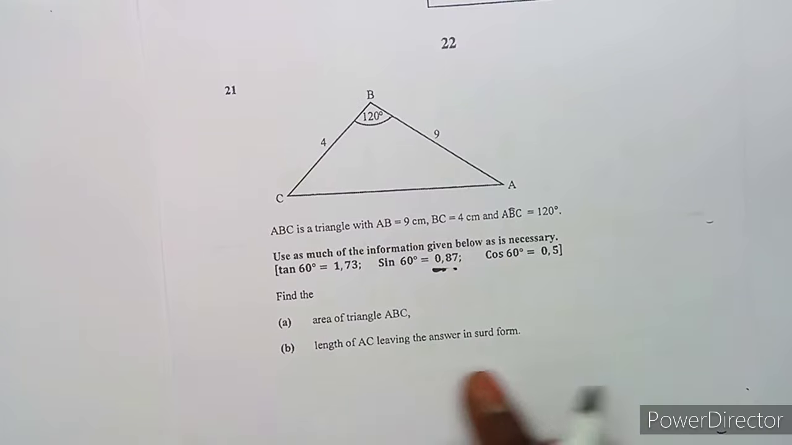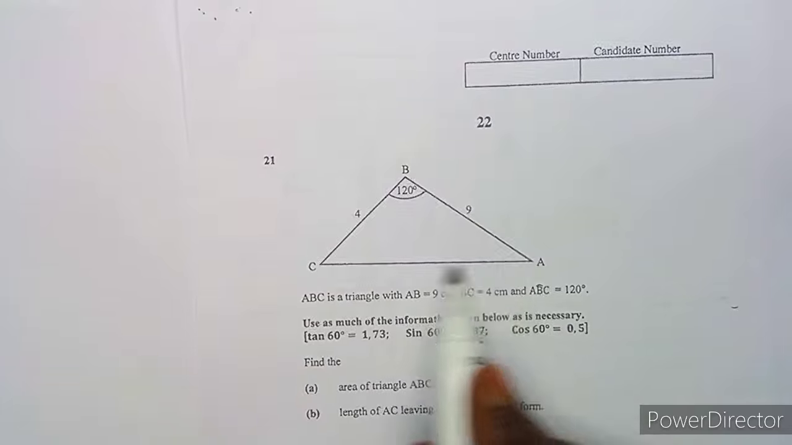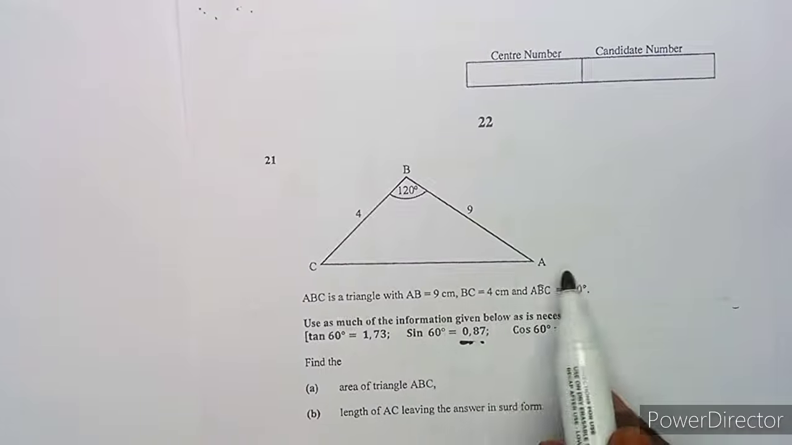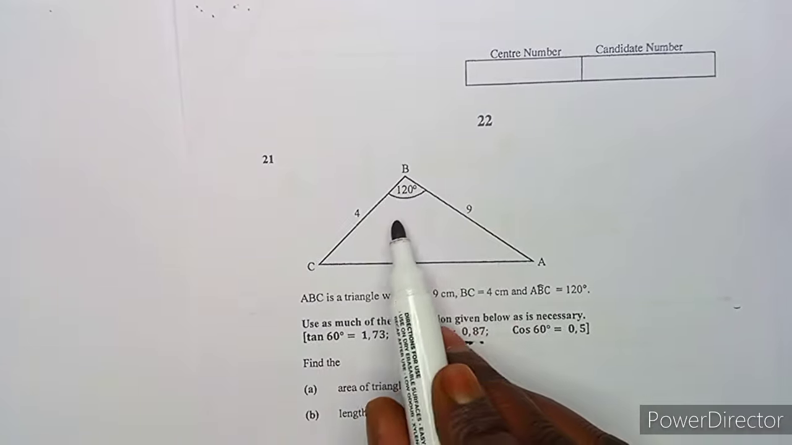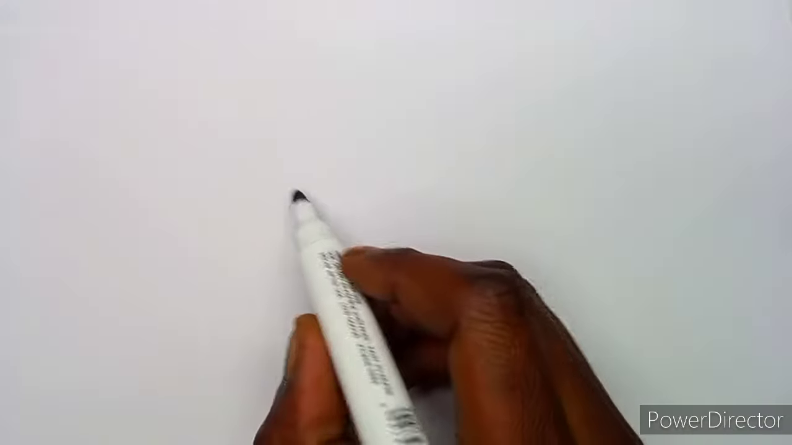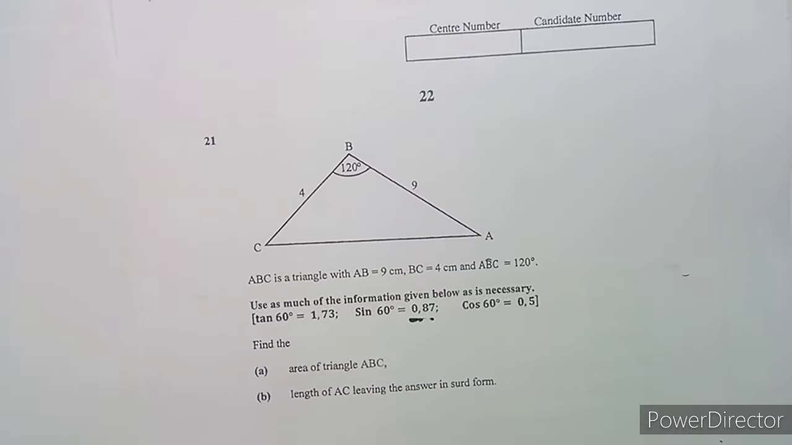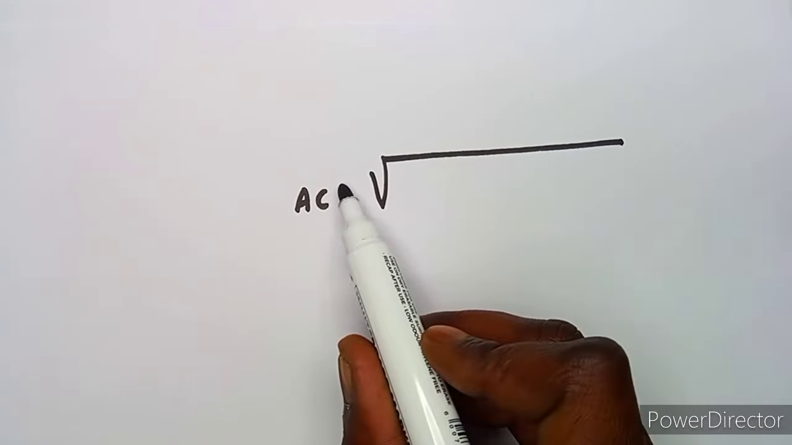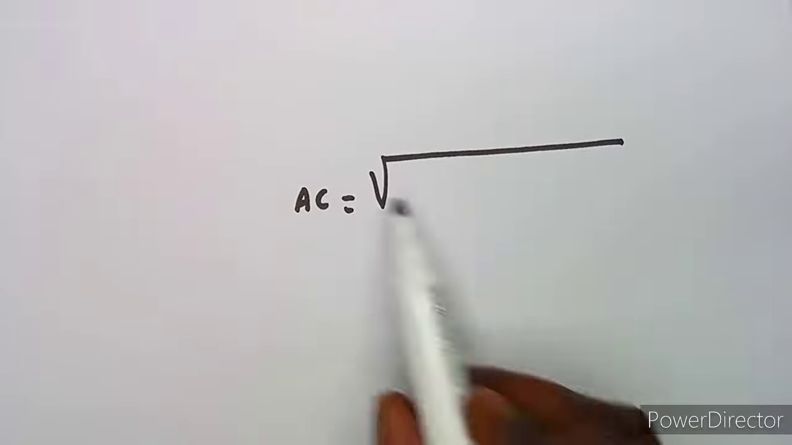Then what about the length of AC, leaving your answer in surd form? That is your AC here. So definitely I have to work with the cosine rule because I'm given 2 sides and an included angle. So remember your cosine rule states that a squared is equal to b squared plus c squared minus 2bc cos A. So you want to calculate AC. You can just write AC as equal to the square root of, since we know it was AC squared, so the moment you put the square root, it is going to be AC.